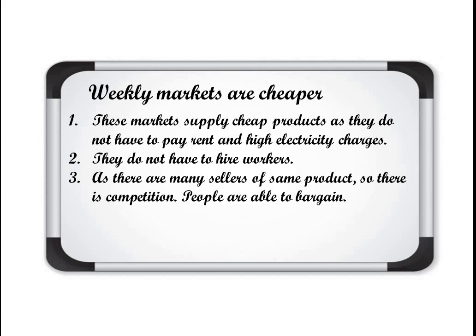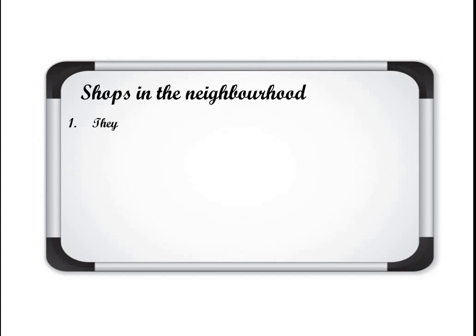Clear? Now the second type is shops in the neighborhood. Neighborhood means pados. So near our house. They are near to our house. We can go there any day of the week. One of the advantages we can say here is that the shops in the neighborhood are near to our house. We can go any time and on any day, because they are not like weekly markets that are held only once a week. So there we can go on any day.